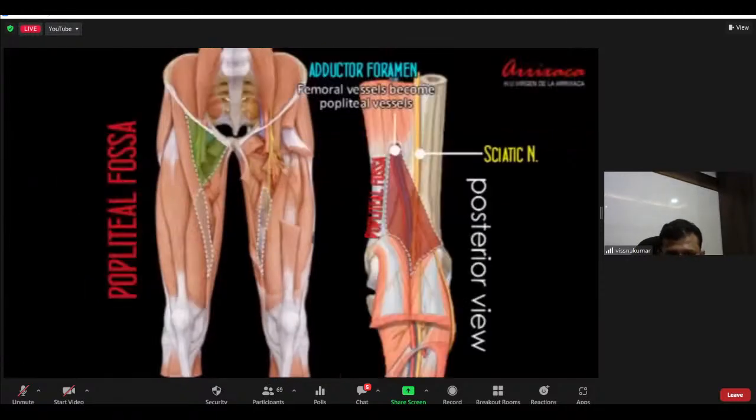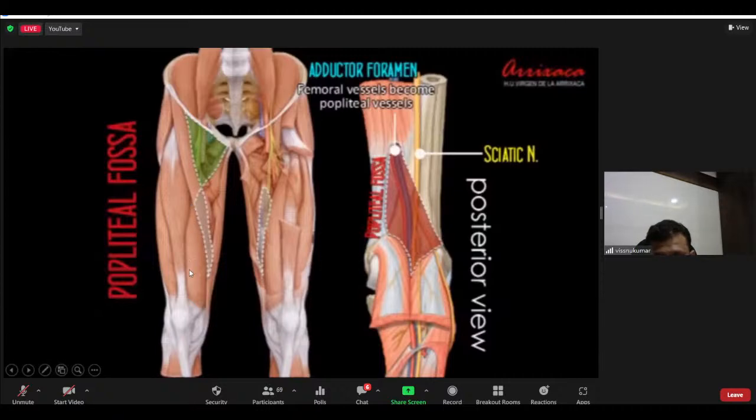Okay. Now, what is the adductor canal? This is a very important diagram. Please remember, I'll make it very simple. We have 2 triangles. One is the femoral triangle. Another one is the popliteal triangle. And these 2 triangles are joined by a canal, which is called the adductor canal. It communicates the femoral triangle with the popliteal triangle. This canal is around 6 to 8 centimeter in length.